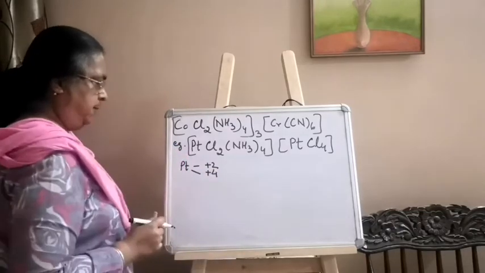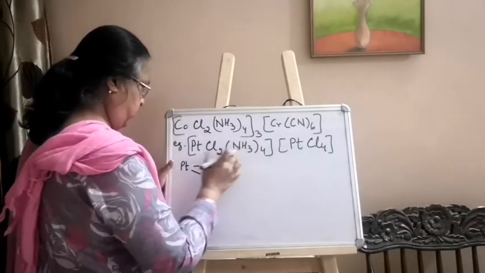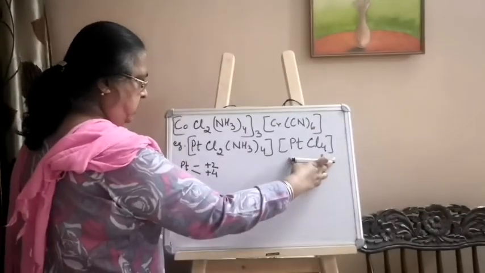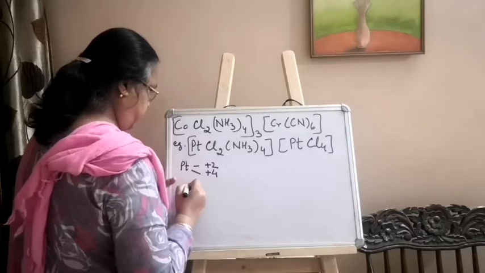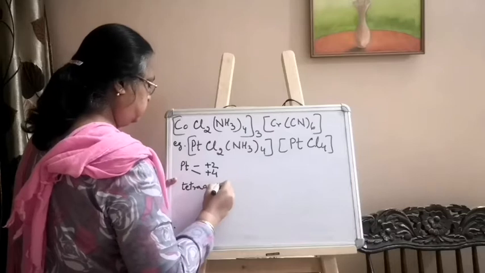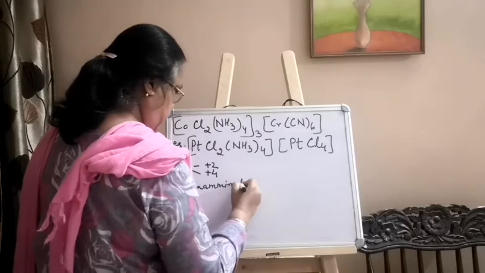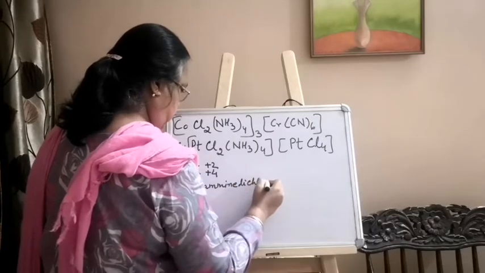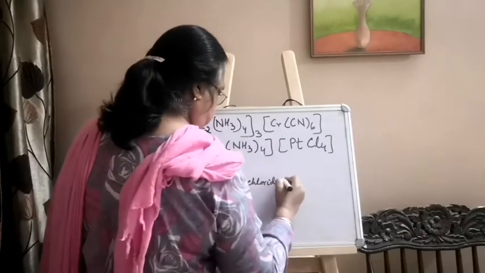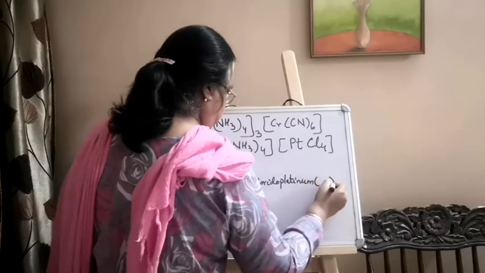You don't know which oxidation state, because of what happens when I write the name for this. Look here what it will be. The first part is positive, the second part is negative. So what will be the name? Tetraamminedichloridoplatinum, and in the bracket you have to write its oxidation state.